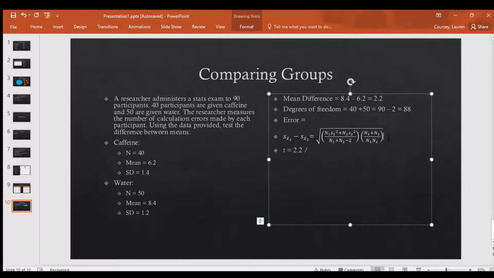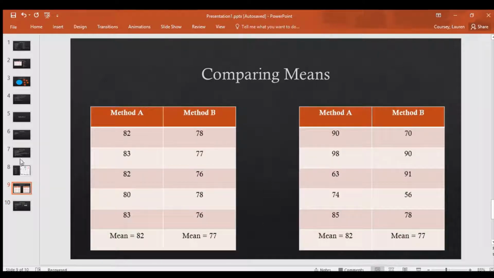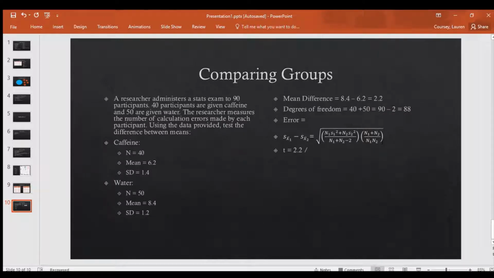I have pulled in this formula from your slide so that we have it here. And as you can see, this is a little intimidating. We'll walk through it just so that you can see that it's not nearly as complex as it looks, but I want you to understand this conceptually.